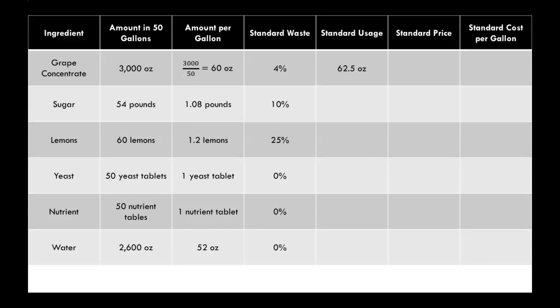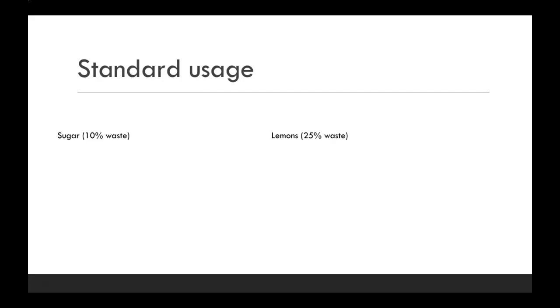So now we need to figure this out for the sugar and the lemons. So let's focus on just the sugar right now. There's 10% waste, so that's 0.9x equals 1.08. So you would need 1.2 pounds of sugar per gallon. Now for the lemons, it's 25% waste. So that's 0.75x equals 1.2, because there's 1.2 lemons per gallon. So we need to solve for x, and that's going to be 1.6 lemons.